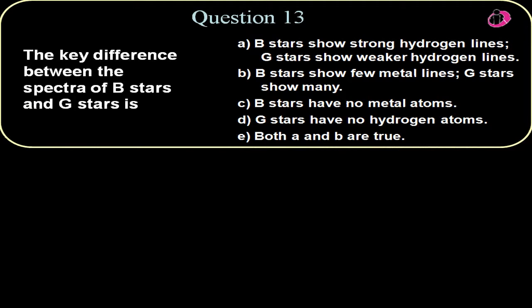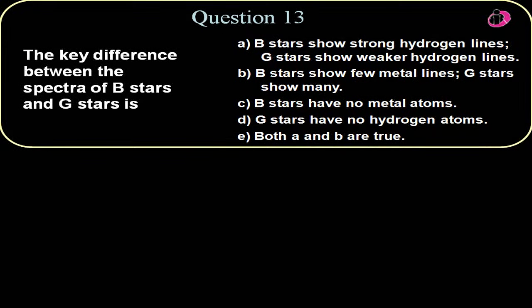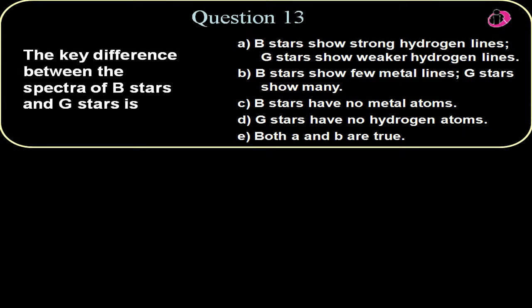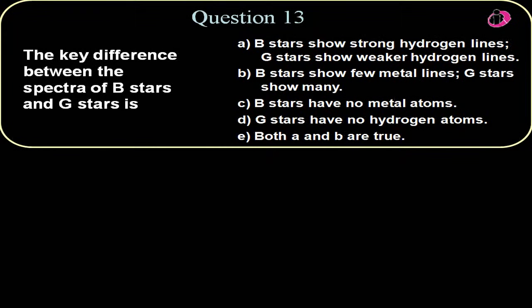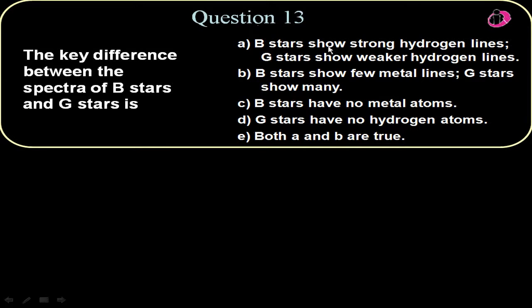Question 13. The key difference between the spectra of B stars and G stars is, well, B stars would have a more prominent hydrogen spectrum. That's the way it originally was set up. So B stars show strong hydrogen lines, G stars show weaker hydrogen lines.